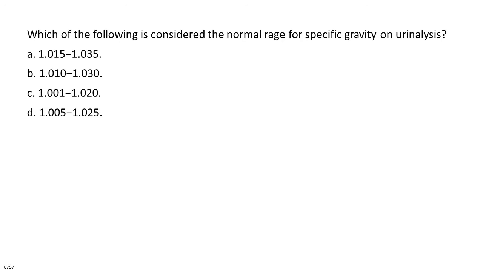Which of the following is considered the normal range for specific gravity on urinalysis? A. 1.015 to 1.035. B. 1.010 to 1.030. C. 1.001 to 1.020. D. 1.005 to 1.025.